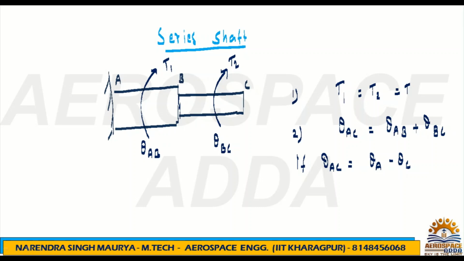Any end, suppose it is fixed, like here end A is fixed. So what is theta A at that time? It will be 0, because this end is fixed, so there is no deformation at all. This is all about the series shaft. Now coming to the parallel shaft.